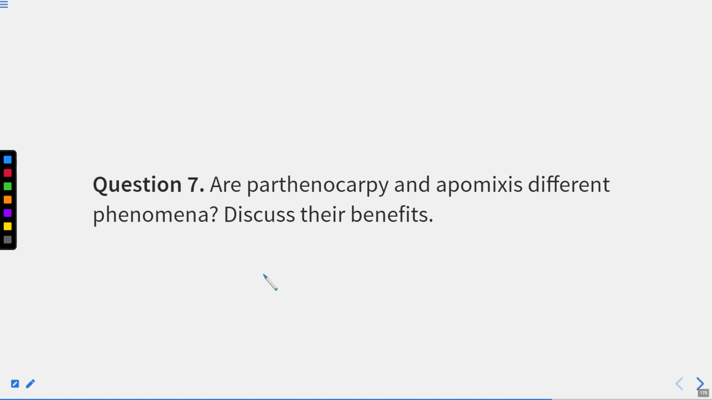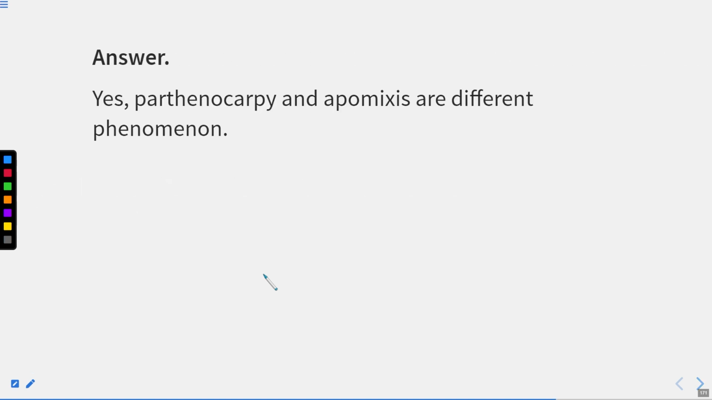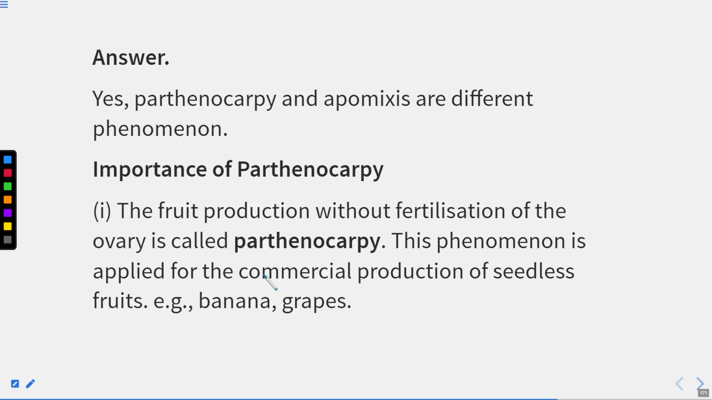Now let's talk about question number 7. Are parthenocarpy and apomixis different phenomena? Now we have to discuss their benefits. Let's have a look at the answer. Parthenocarpy and apomixis are different phenomena. What is parthenocarpy? Parthenocarpy is the development of the fruit without the fertilization of the ovary. So parthenocarpy leads to the development of seedless fruit.